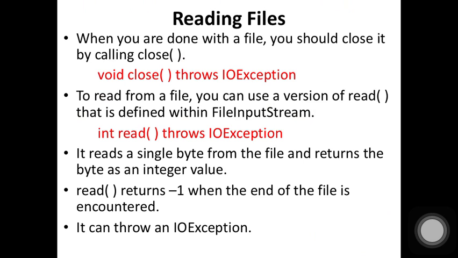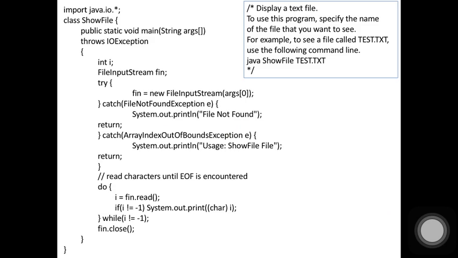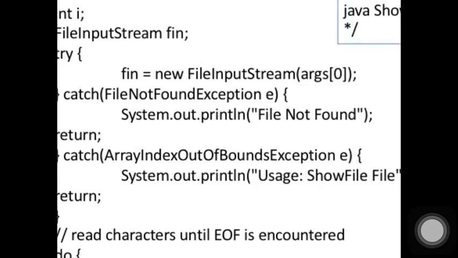Whenever you want to read any information from the file stream, use the read method. It throws IOException. It reads a single byte from the file and returns the byte as an integer value, and it returns -1 on reaching the end of file. Let's see a simple example of how to read a file stream.